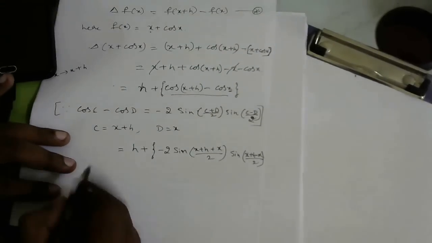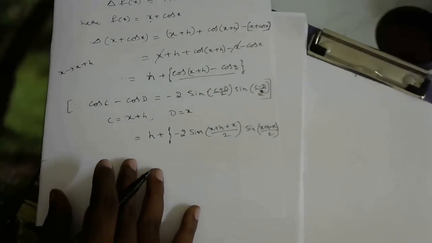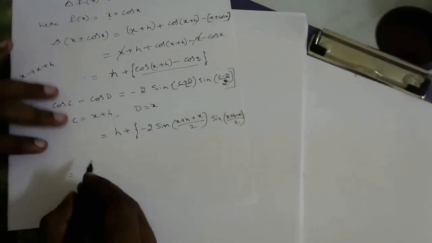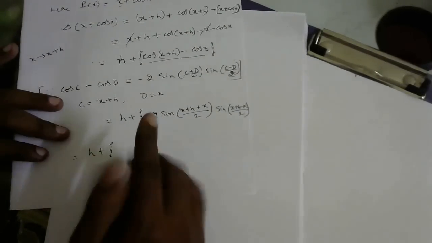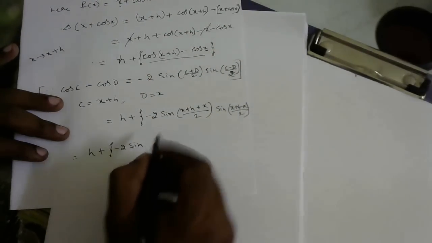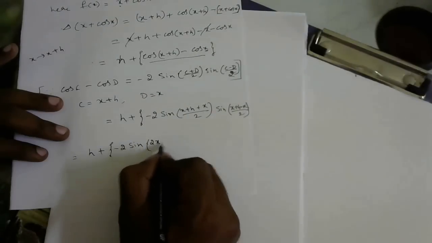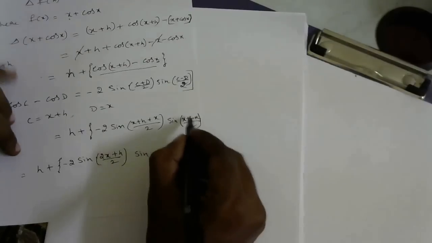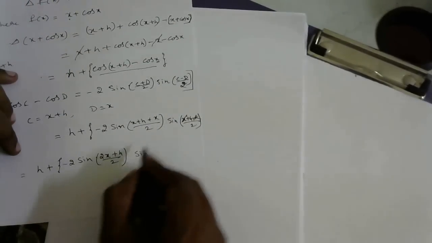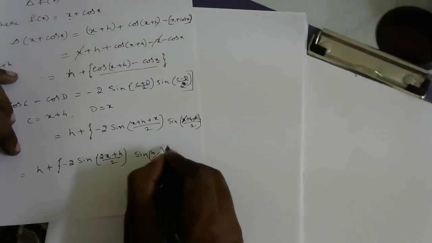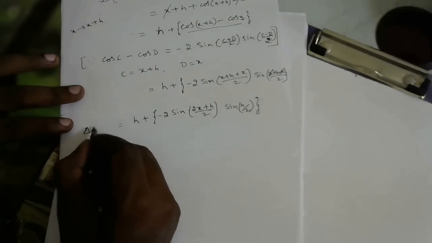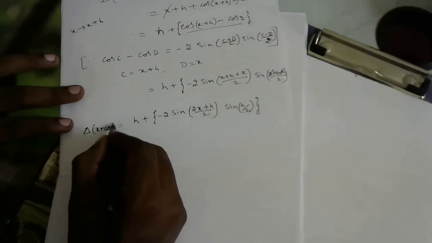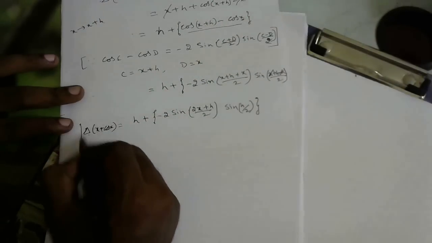So here what happened? H plus minus 2 into sine of (2x plus h) by 2, and in the other sine, plus x and minus x get cancelled, so we get h by 2. So this is the required solution for delta of x plus cos x.